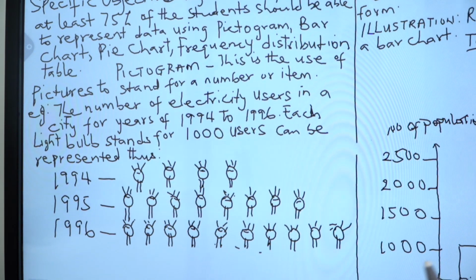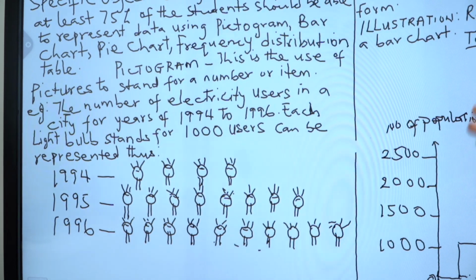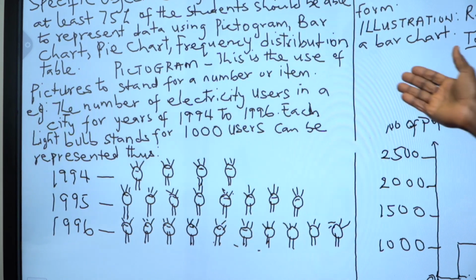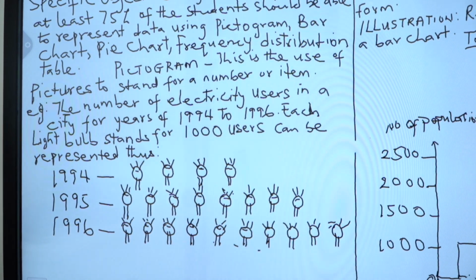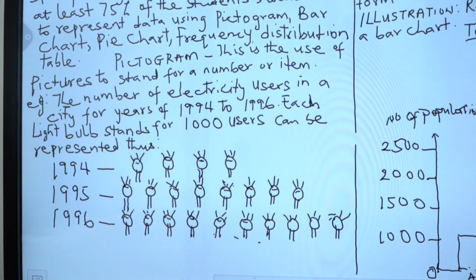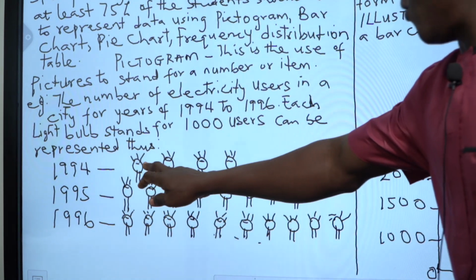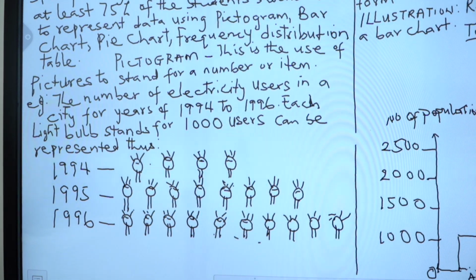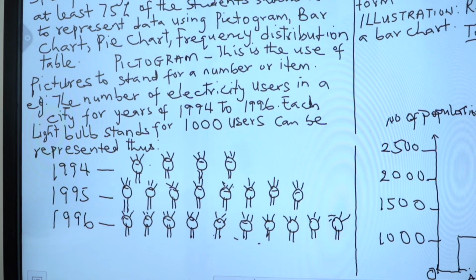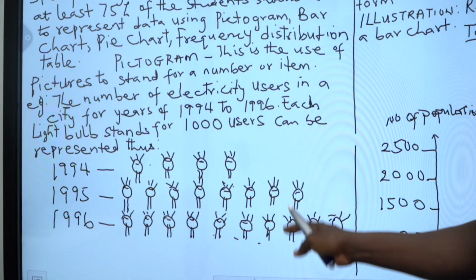Like the illustration I have here: the number of electricity users in a city for the years 1994 to 1996. We said each light bulb stands for 1,000 users, and it can be represented thus. You can now see I write 1994, I have only 1, 2, 3, 4 bulbs. 1995, I have 8 bulbs. 1996, I have 10 bulbs.